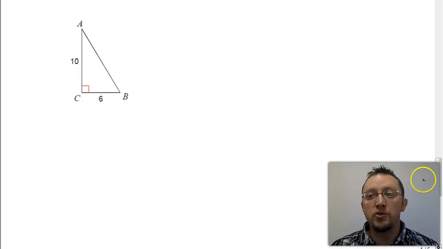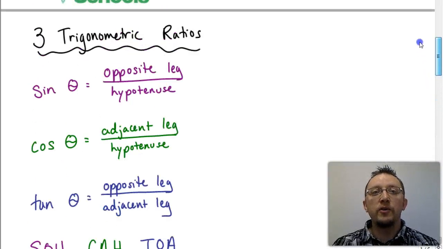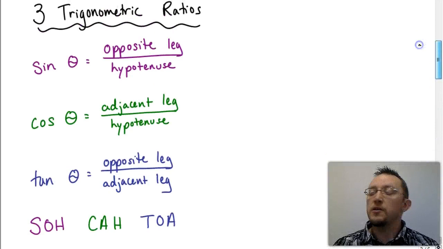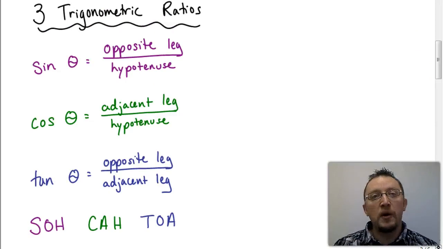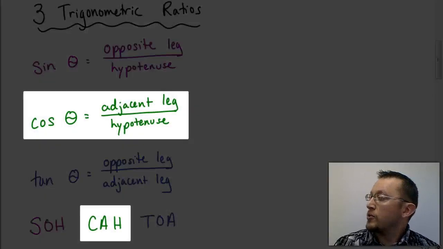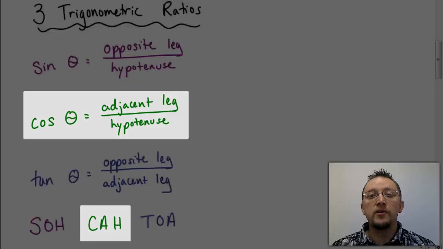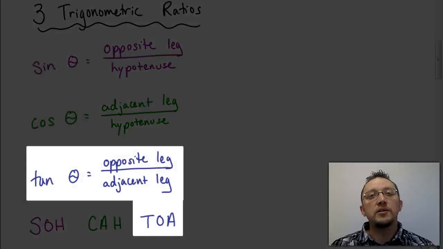But first, let's talk about those trigonometric ratios again. And you want to recall that we have this phrase, SOHCAHTOA, to help us remember these ratios and to keep them straight. But remember, the sine of an angle is found by the ratio comparing the opposite leg divided by the hypotenuse. The cosine is a ratio of the adjacent leg divided by the hypotenuse. And the tangent is looking at the opposite leg divided by the adjacent leg.